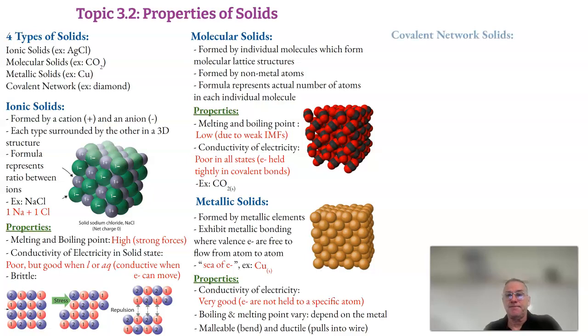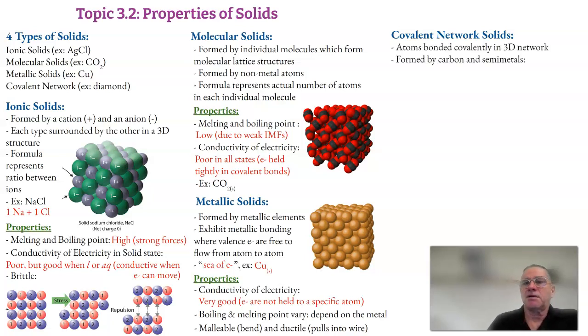So metals are generally very malleable, meaning they can be smushed, and also ductile, meaning they can be pulled into a wire. Covalent network solids are perhaps the most interesting form of solids. Here you have covalent substances with some metallic-like properties. They're covalently bonded. You have a 3D network. There's not a whole lot of them, but boy, they can be very strong substances.